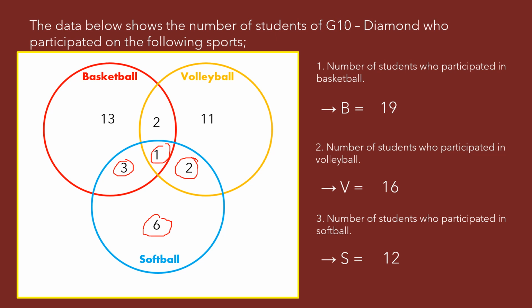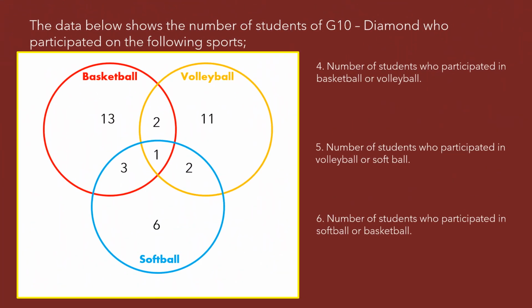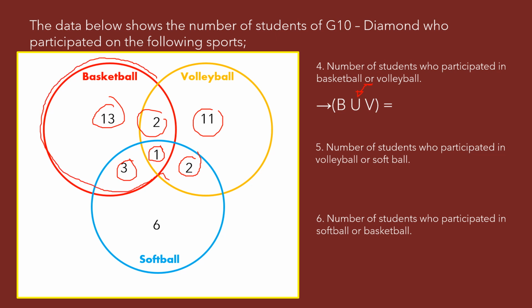Okay, let us now deal using the symbol for union. Let us have this one: the number of students who participated in basketball or volleyball. We may represent this as B union V, since the word or means union. In determining the union between two sets, we simply add up all of those numbers or frequencies involved within those two areas. So we add up 13 plus 2 plus 1 plus 3 plus 11 plus 2, the elements within the area of basketball as well as volleyball, and that gives us the sum of 32.